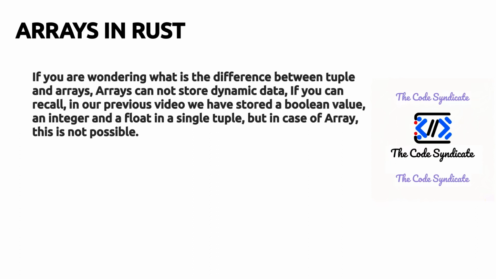If you recall, in our previous video, we stored a boolean value, an integer, and a float in a single tuple. But in the case of an array, this is not possible. You can store only one type of data. Now let's see how we can declare an array with and without mentioning data types.